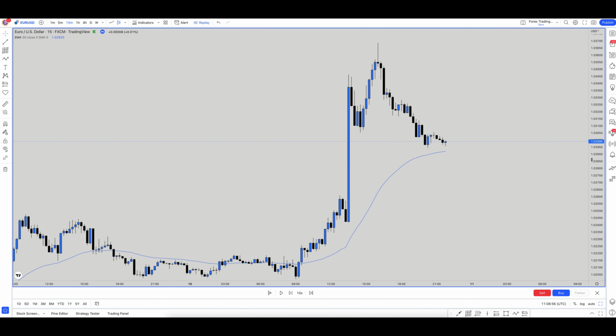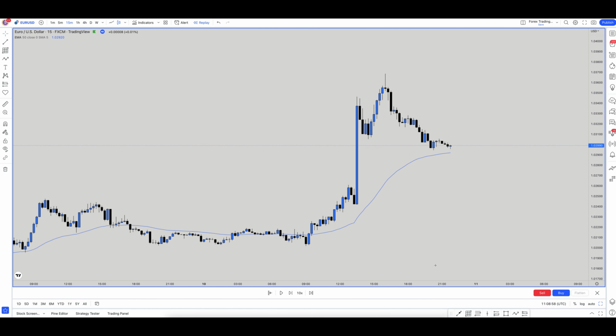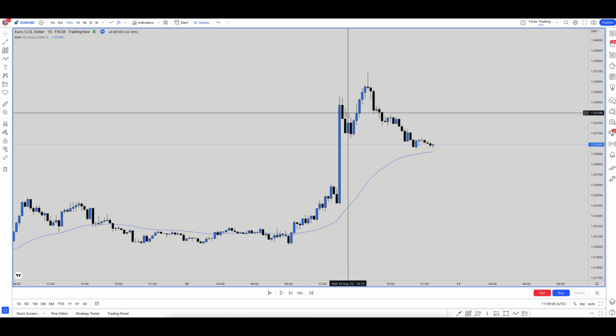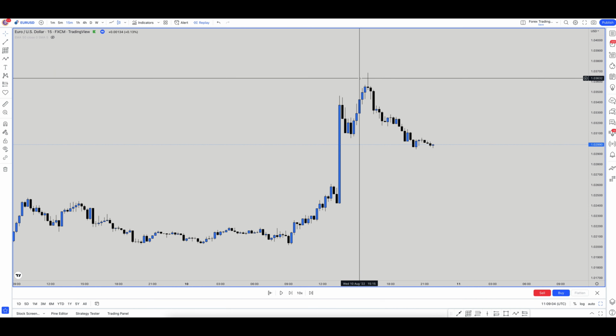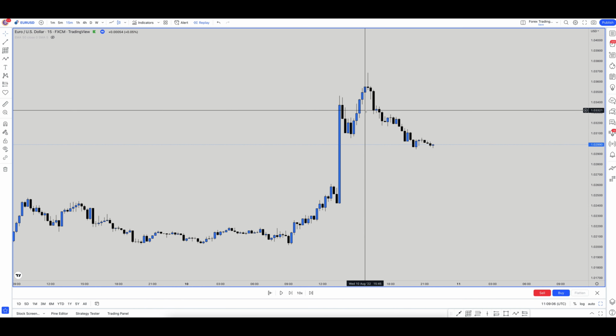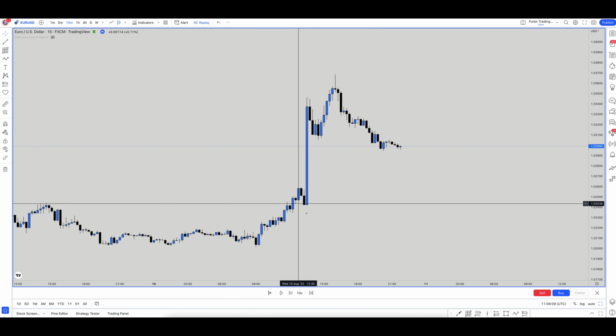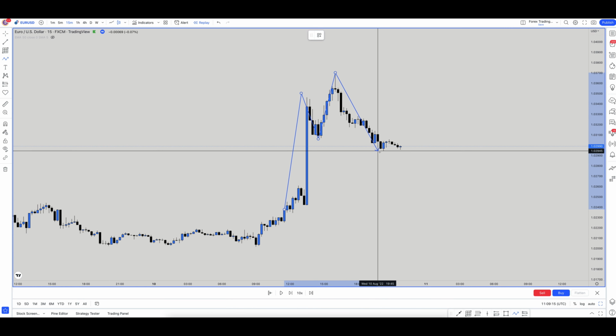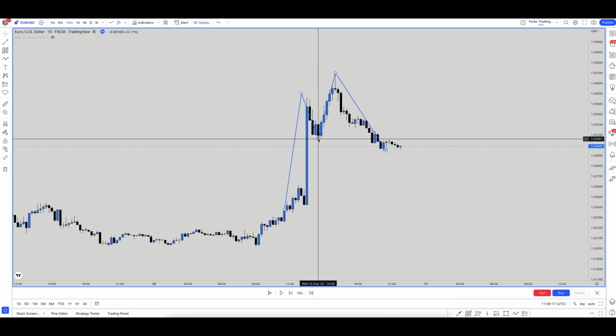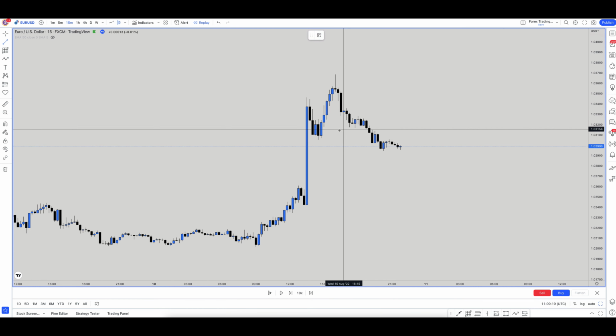what do we see on this chart? We had a big push up. We can now get rid of this, we don't need this. We had a big push up to the highs, and now we've broken structure. Let me show you what I mean by this. First off, we have higher high, higher low, higher high, lower low. So we've broken structure at this point.